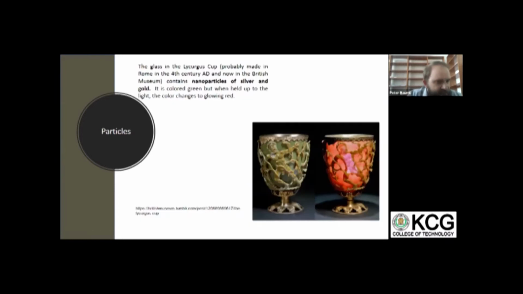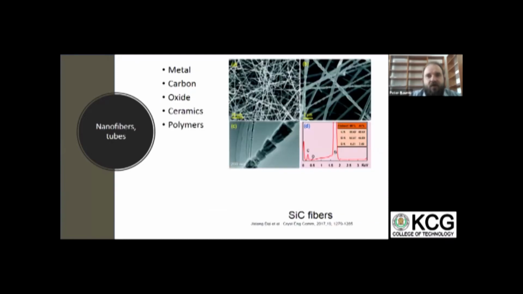You know, nanotechnology is not a new one, because in the 4th century, we can find a very nice cup, as you can see here in this picture. In this glass cup, you can find a lot of silver and gold nanoparticles, and because of this, the color of this cup could be modified. So this is an old technology.